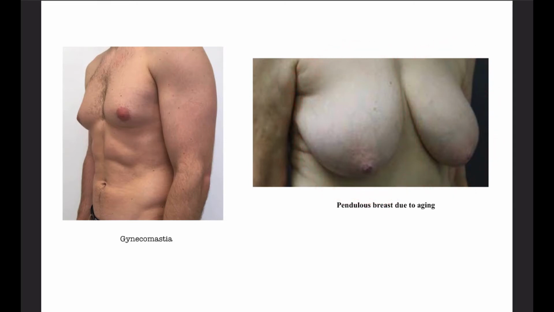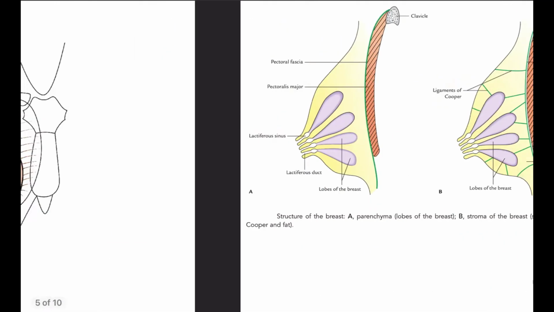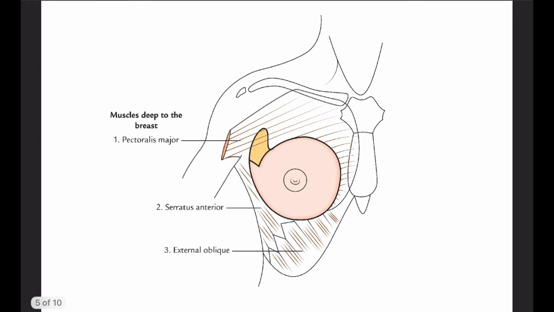The fat forms most of the bulk of the breast. It is distributed all over the breast except beneath the areola and the nipple.